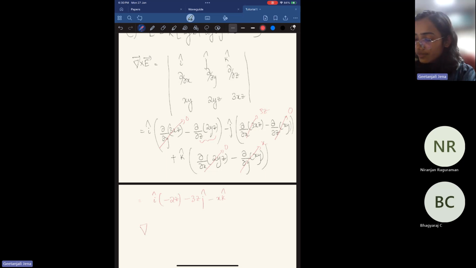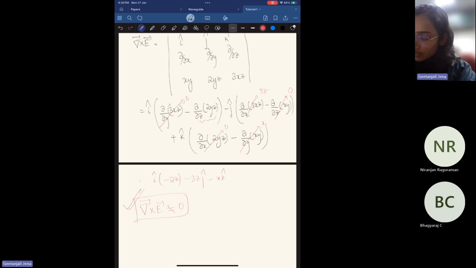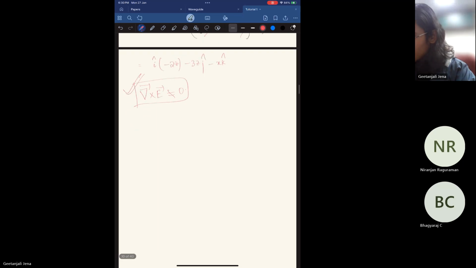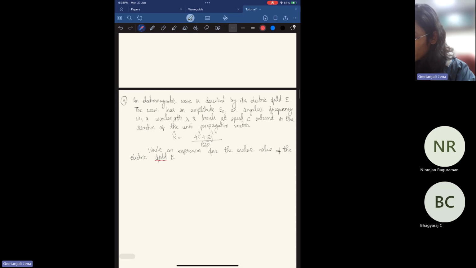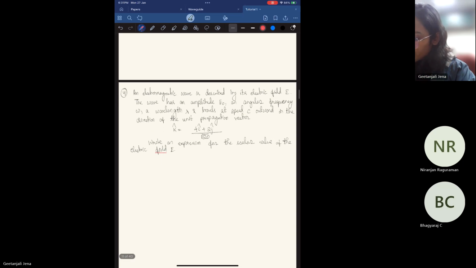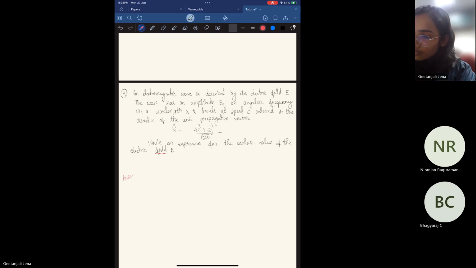So that means for this field, the curl is non-zero. So it's not an electrostatic field, because it is not satisfying the condition for a field to be electrostatic. Okay, I think this is clear to you. You just have to remember this condition. So we'll move to the next question. Please go through the question once.